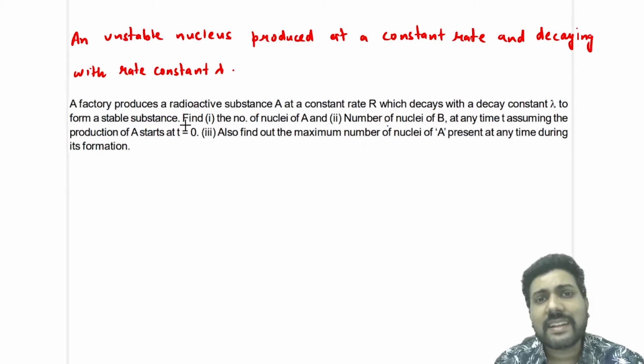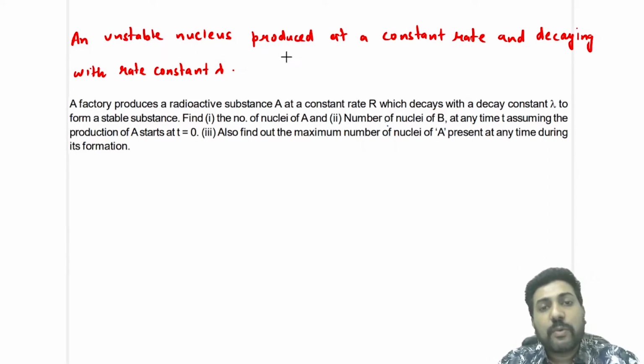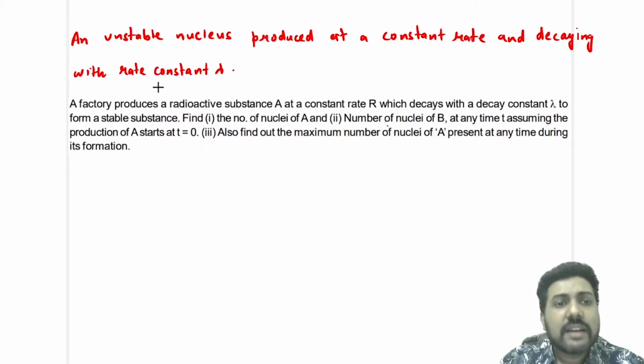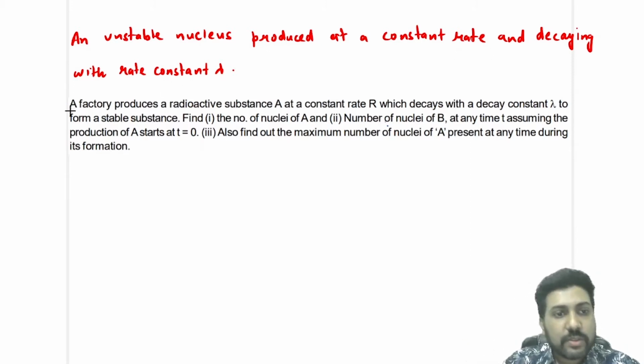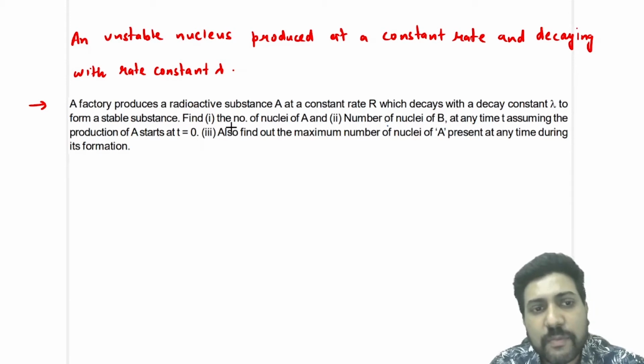We'll start the class with a question which is very important. Now, an unstable nucleus, suppose, is produced at a constant rate and then it decays with a rate constant lambda. We will do this with a problem, but this is actually part of a theory. You have to understand how to do this type of problem.